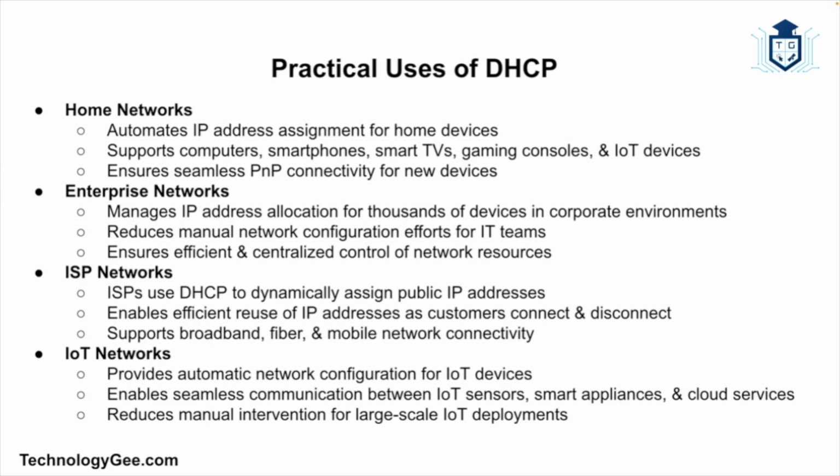All right, so let's move on and talk about some practical uses of DHCP. So DHCP is widely used in various networking scenarios, providing essential services for different types of networks. So we have home networks. DHCP simplifies network configuration for home users, where it automatically assigns IP addresses and network settings to devices such as computers, smartphones, and smart home devices.